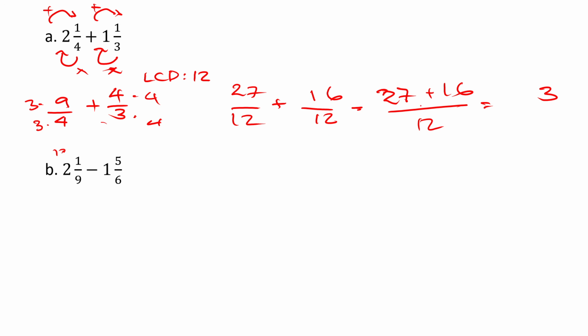So 27 plus 16 is 43 over 12. You keep the denominator the same. Here, we're not keeping the denominator the same, okay?